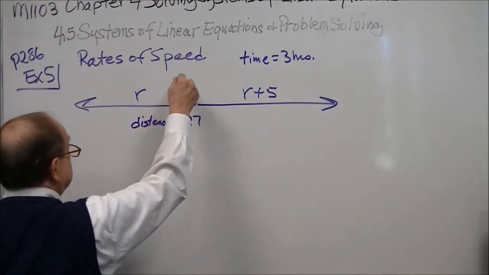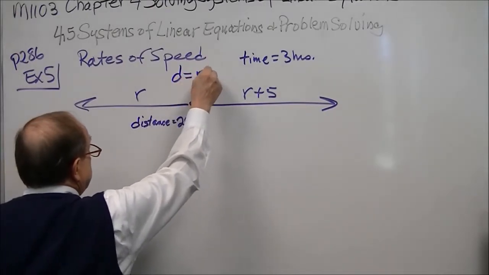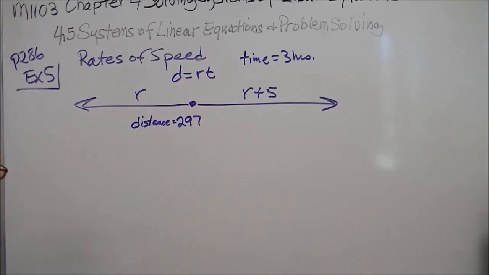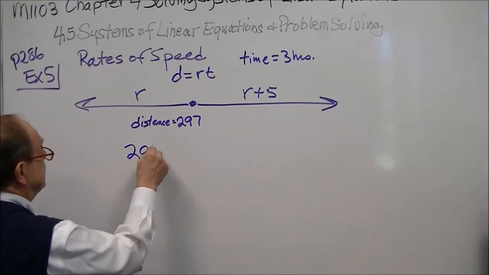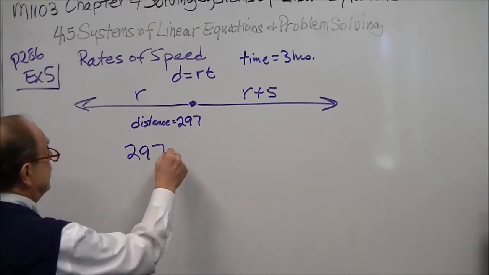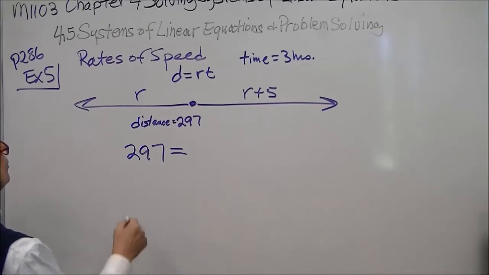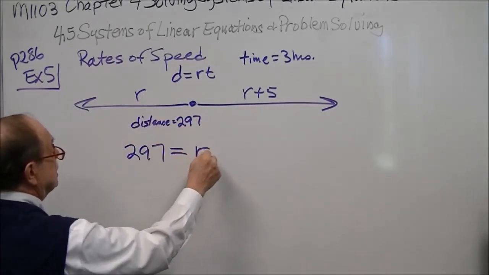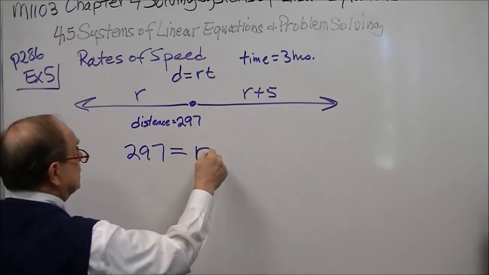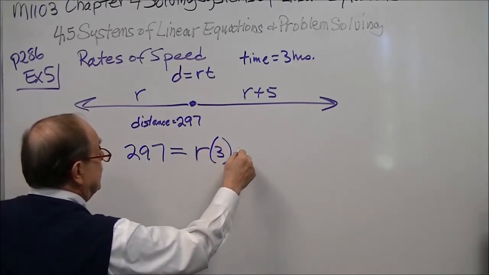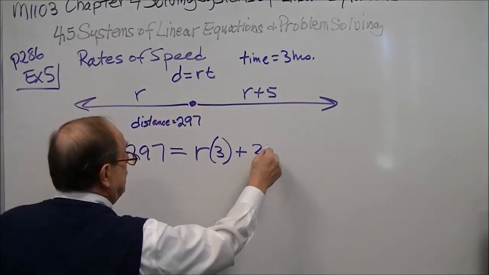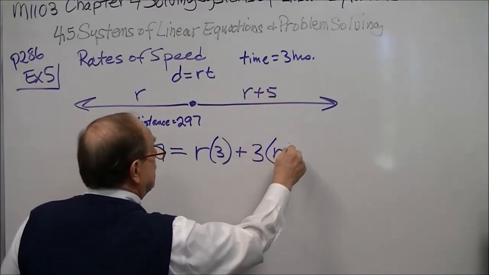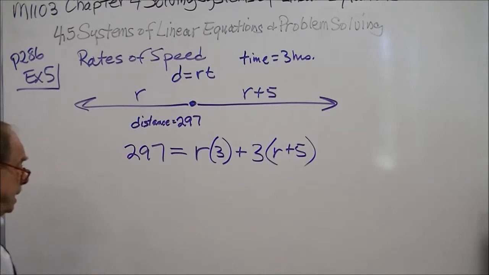And for this, we're going to use the formula distance equals rate times time. So we know the distance is 297. We know the rate of one car is R times 3 hours. We know the other rate times time will be 3 hours times R plus 5. And there is our equation.